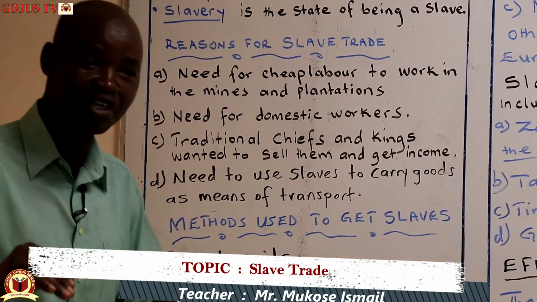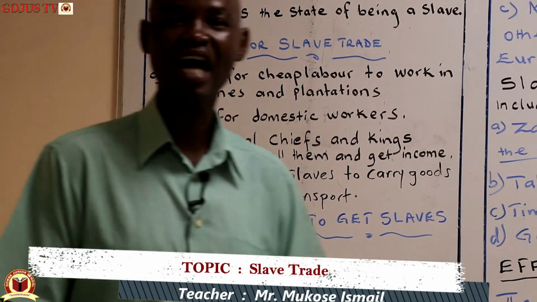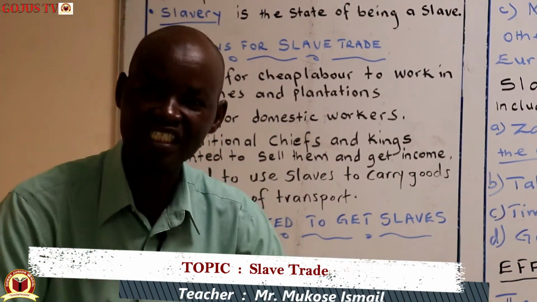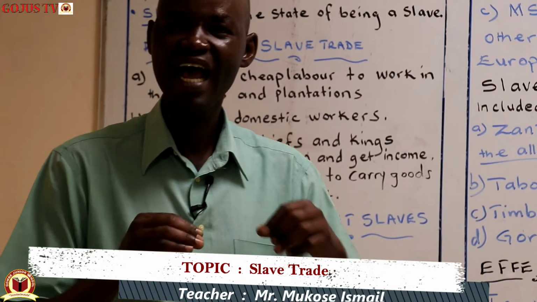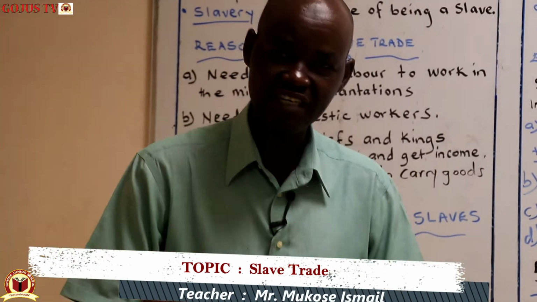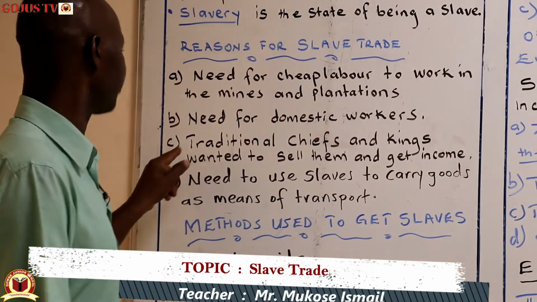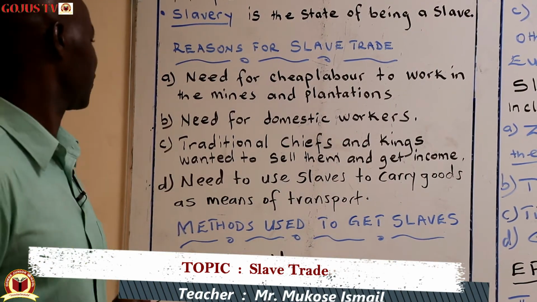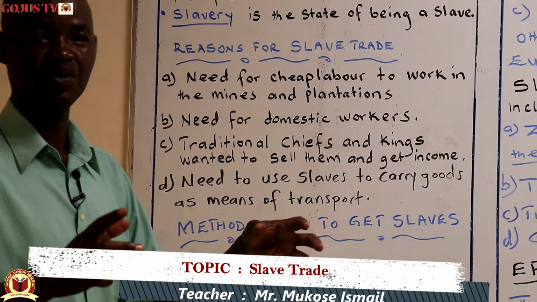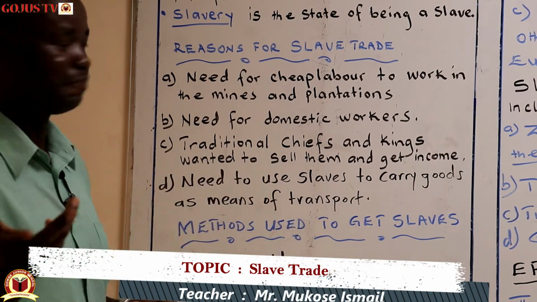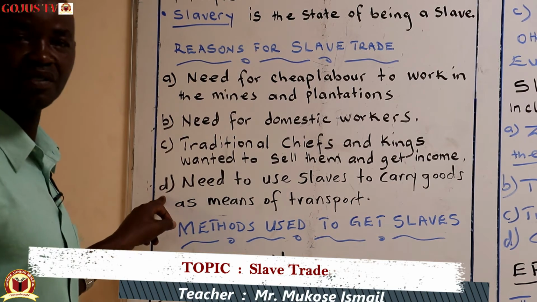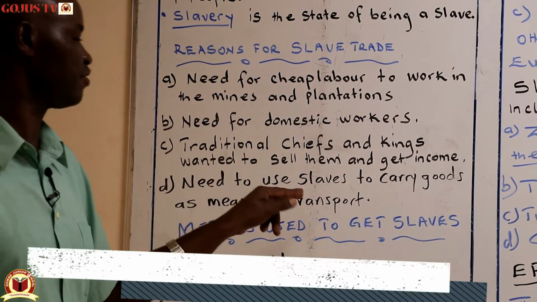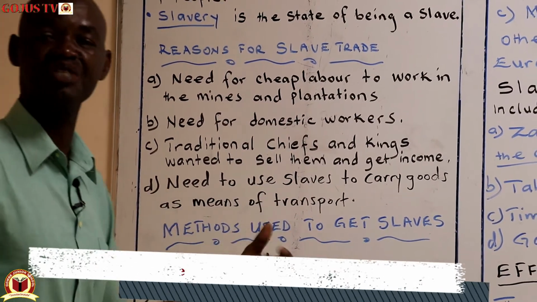Currently, we do not have slaves, but we have housemaids, wardens, and so on. But this was got just on a mutual understanding, whereas for slaves, it was by force. Number 3, traditional chiefs and kings wanted to sell these people in order to get income. Number 4, or part D, there was need to use slaves to carry goods as a means of transport.